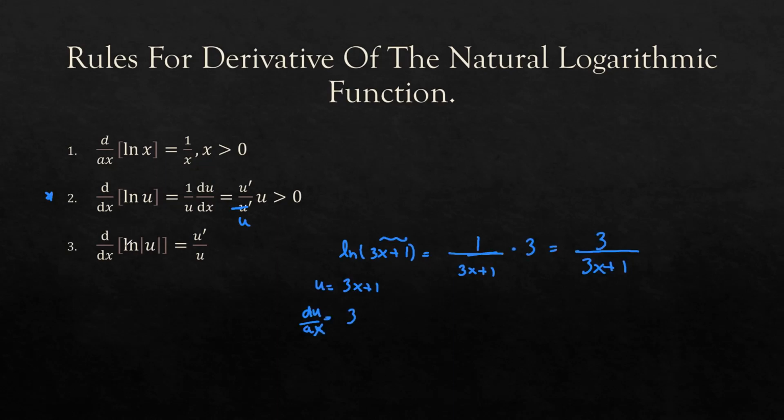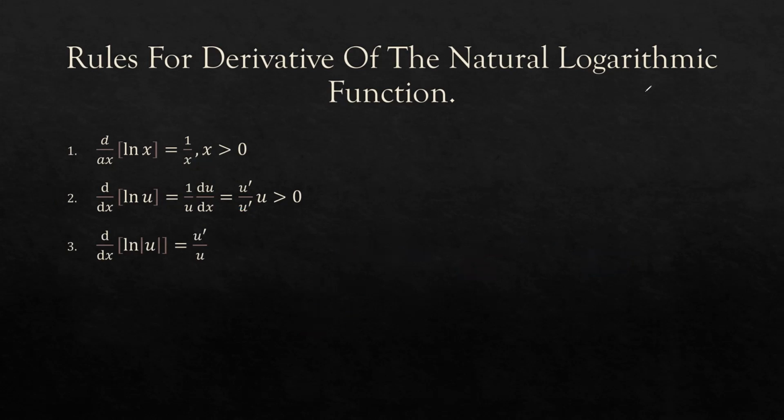Rule 3, the derivative of the absolute value of u is just u prime over u. Okay, so let's do some examples to apply these rules.